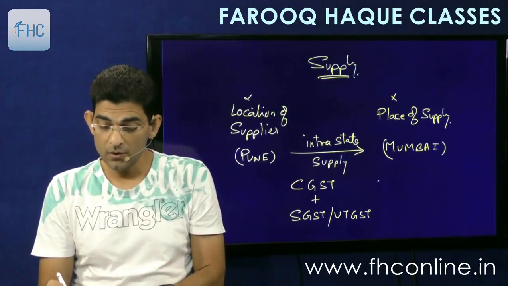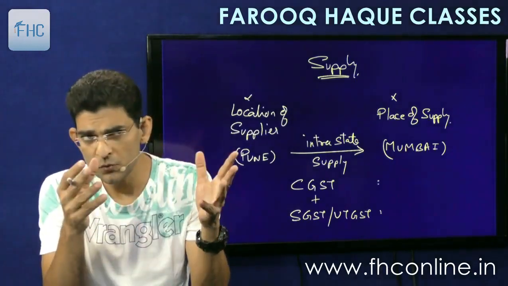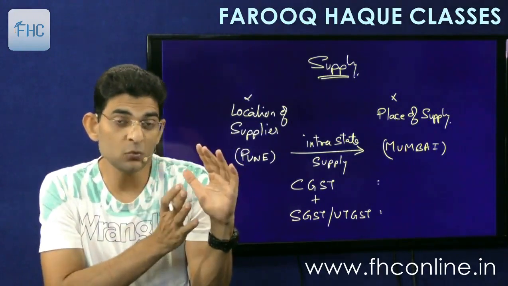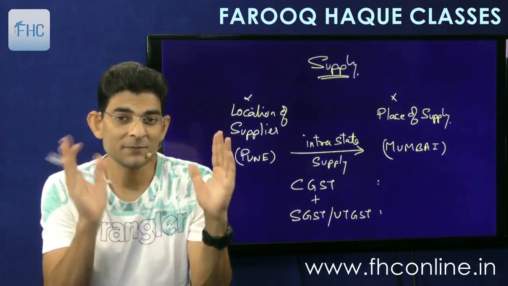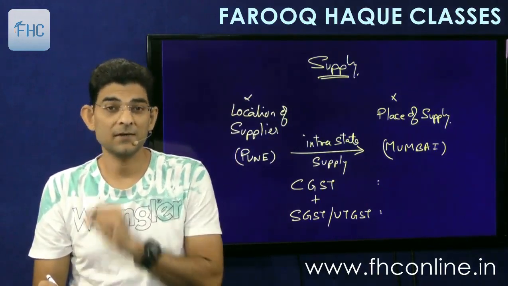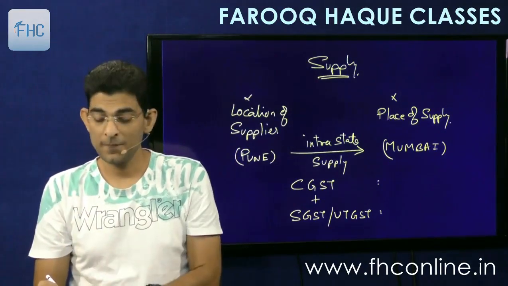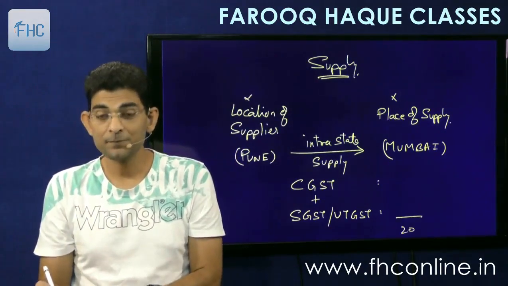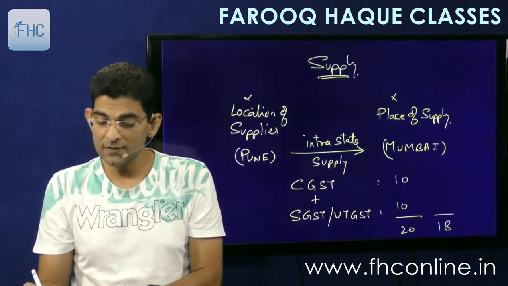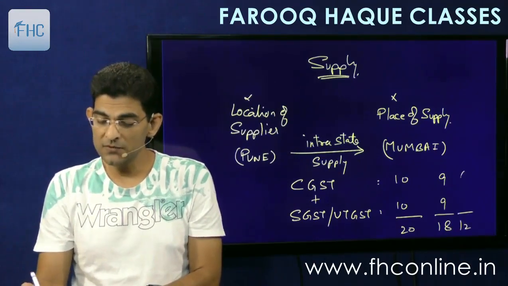Now, whatever the rate of GST is, say for example the government wants to impose 20% GST, it will be broken up into two equal pieces. So CGST and SGST will have the same rate. This is important. They will always have the same rate. So if the total is 20, then this will be 10 and 10. If the total is 18, then these will be 9 and 9. If the total is 12, then these will be 6 and 6.